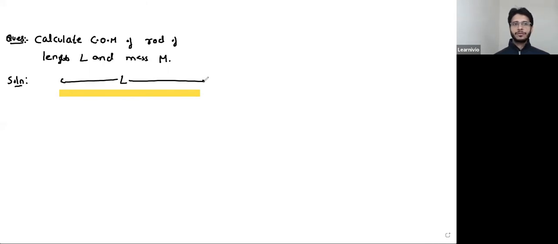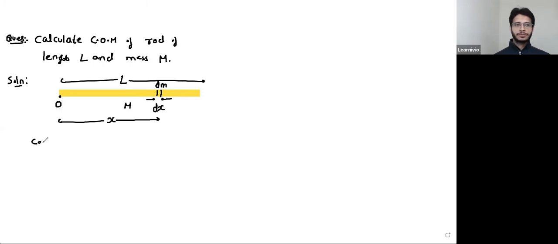So this is the length of the rod and this is the mass of the rod. Let's take this point as origin. First of all, to calculate the position of center of mass, I consider an origin. Then consider a small element. Take the mass of this small element as dm and the length of this small element as dx. The separation of this small element from the origin is x.